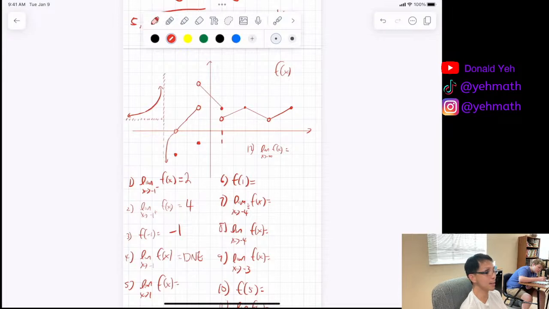So the black dot says the y value is negative 1, therefore that's a solid dot. If the solid dot is filled in, the evaluation is there. Is that okay? So that's the first question.